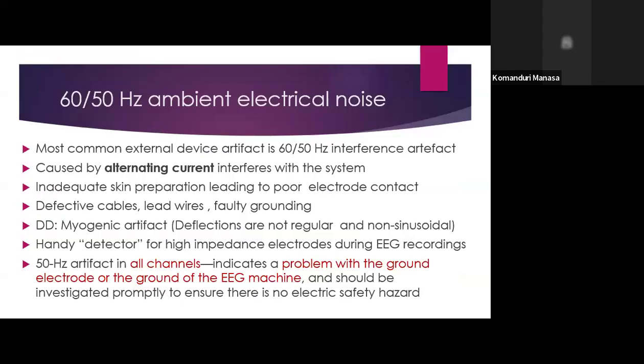So this is the environmental artifact, which is 50-60 hertz ambient electrical noise, the most common external device artifact, because of the alternating current in the power supply. It interferes with the system. Inadequate skin preparation leading to poor electrode contact, which will change the impedance, defective cables or lead wires, or a faulty grounding are the various reasons why we get this artifact. And myogenic artifact is a differential. A handy detector for a high impedance electrode during EEG recording will help avoid this. And a 50 hertz artifact in all channels indicates there is a problem with the ground electrode, and it should be investigated because there is an electrical safety hazard.